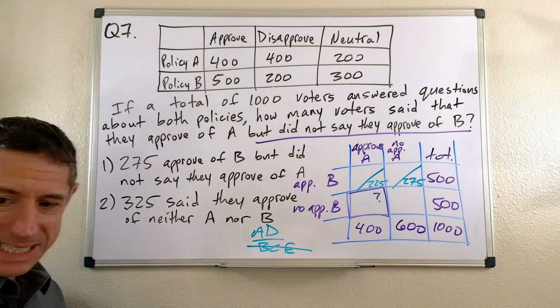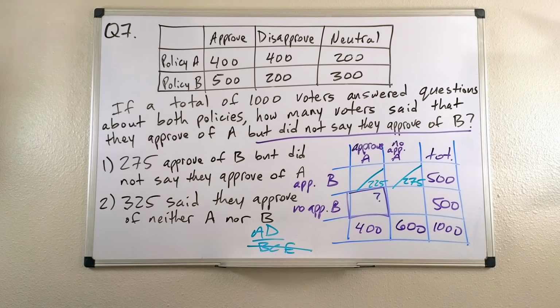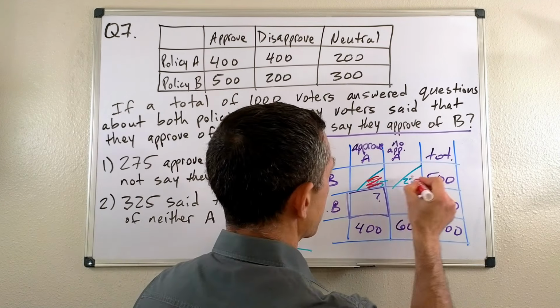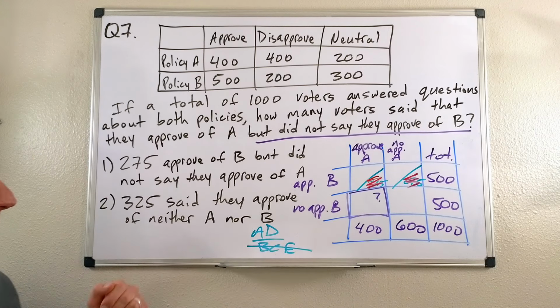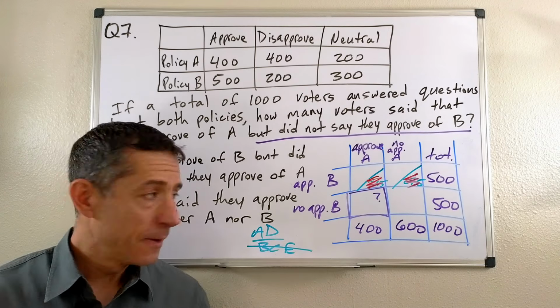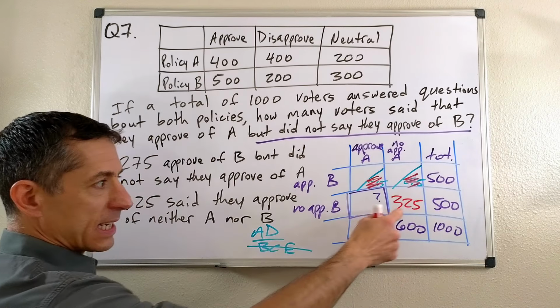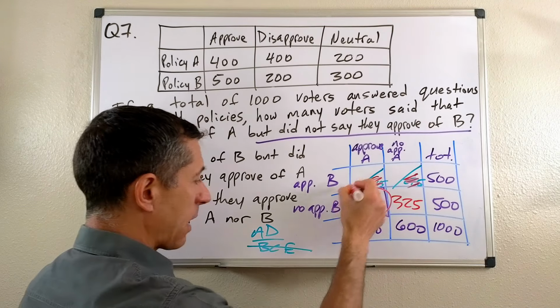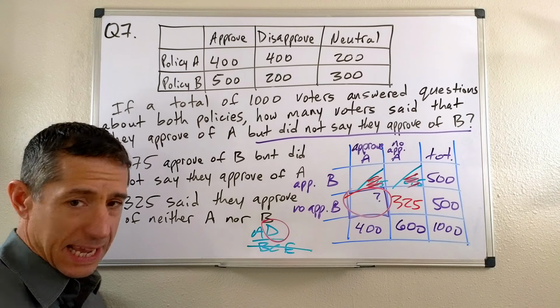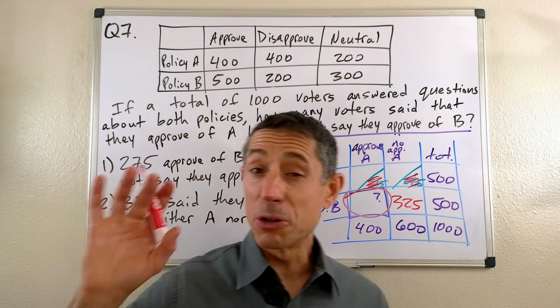I can cross out B, C, E. All right, statement two. I'm going to smudge out the stuff I got from statement one. Statement two, 325 said they approve of neither. So that's going to be right here. Easy enough, a little subtraction. I've got what I want once again. My answer is D. Again, no shame if you missed this one.